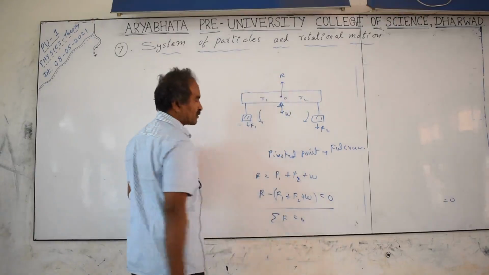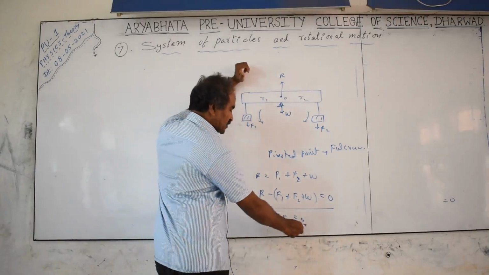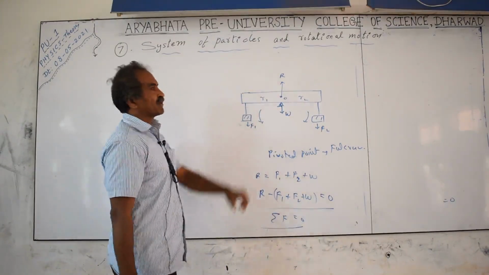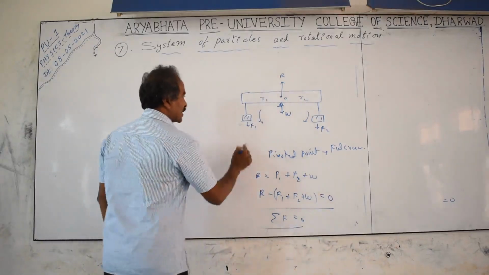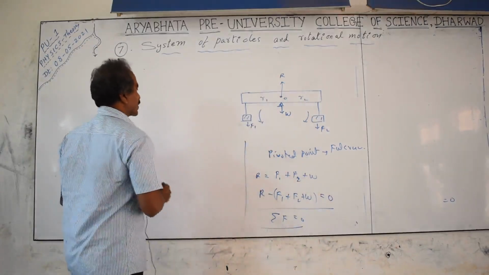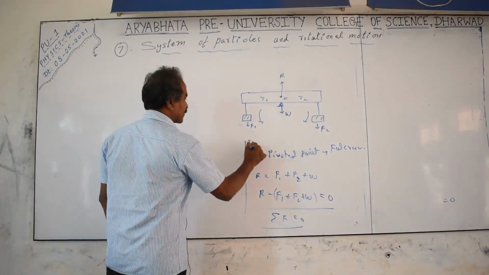Reaction is also a force, called the normal reaction because it is normal to the surface. Net force equal to 0 is the condition required for translatory equilibrium. That means it is not going up or downwards along the straight line path. But if you want to consider rotational equilibrium, what do you take? This was for translatory equilibrium.